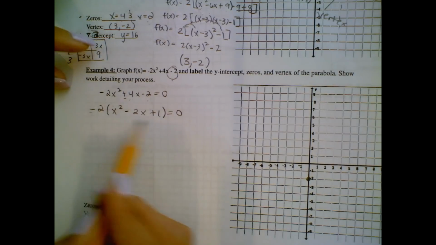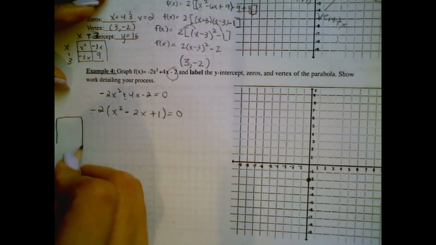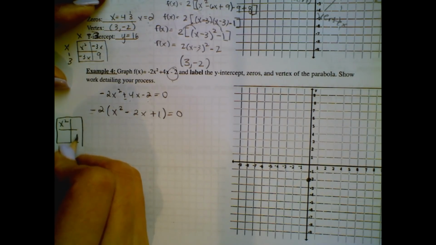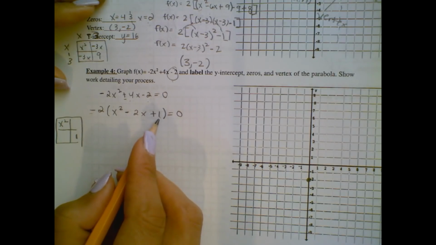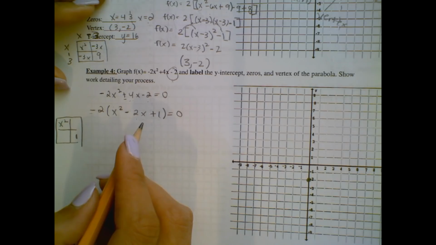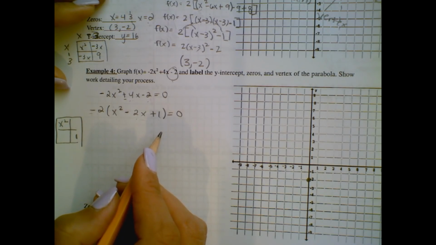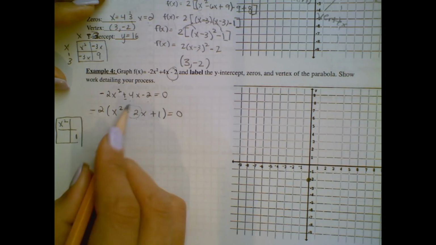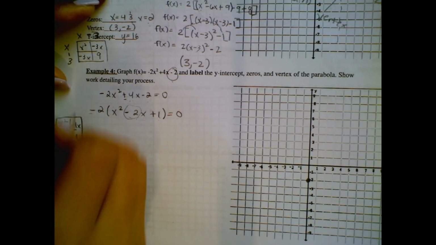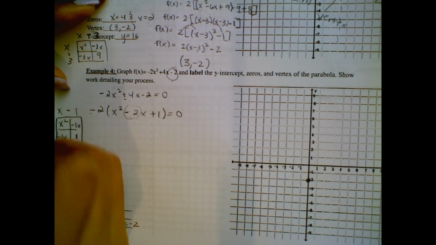Alright, so now what I'm going to do is use the box method to find the zeros of this. It's going to be x squared and positive 1. The two numbers that multiply to give me 1, but add to give me negative 2, I believe is negative 1 and negative 1. Negative 1 times negative 1 is positive 1. Negative 1 plus negative 1 gives me the negative 2 right here. So those work. So I'm going to go ahead and pull out the common factors here.